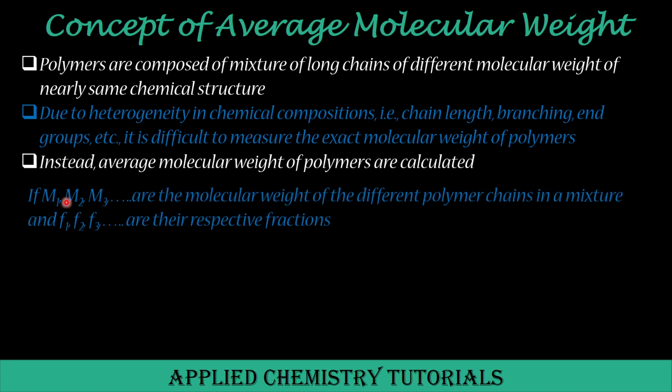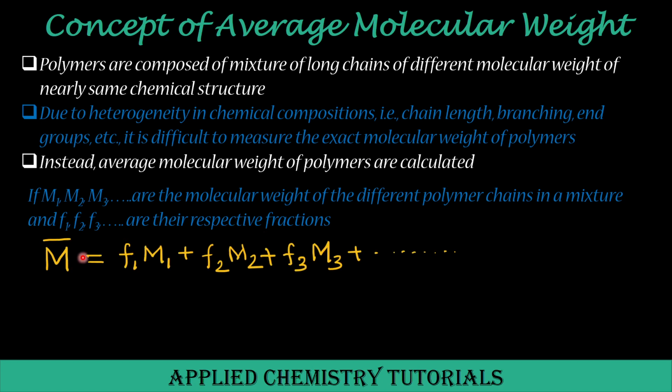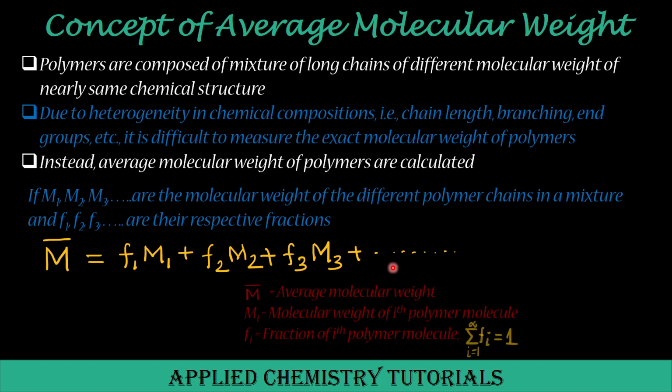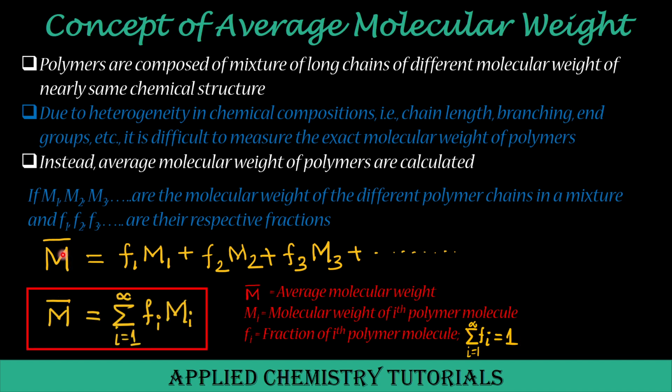Suppose M1, M2, M3, etc. are the molecular weights of different polymer chains in a mixture and F1, F2, F3, etc. are their respective fractions, then M bar equals F1 M1 plus F2 M2 plus F3 M3 and so on. Where M bar is the average molecular weight, Mi is the molecular weight of the ith polymer molecule, Fi is the fraction of the ith polymer molecule, and the summation of Fi from i equals 1 to infinity equals 1. So we can rewrite this expression as M bar equals the summation of Fi Mi from i equals 1 to infinity.